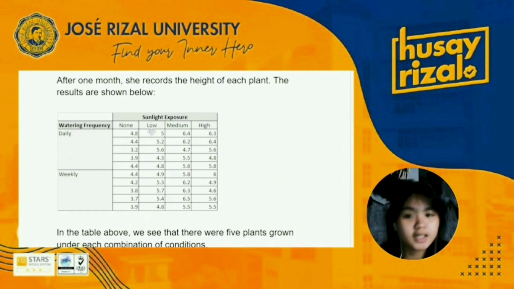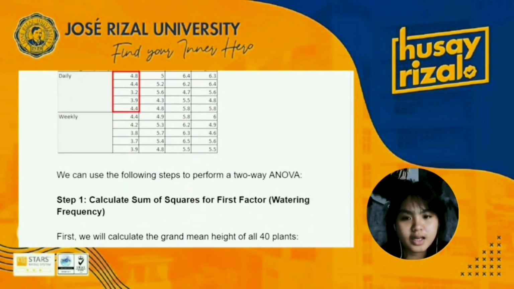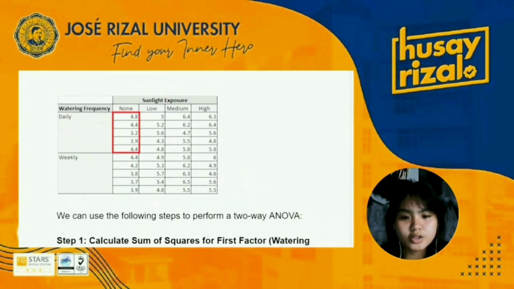As you can see, there is a table. There's watering frequency, daily and weekly, and sunlight exposure, none, low, medium, high. In the table above, we see that there were 5 plants grown under each combination of conditions. For example, there were 5 plants grown with daily watering and no sunlight, and their heights after 1 month were 4.8 inches, 4.4 inches, 3.2 inches, 3.9 inches, and 4.4 inches. Those are the ones in red. We can use the following steps to perform a two-way ANOVA.